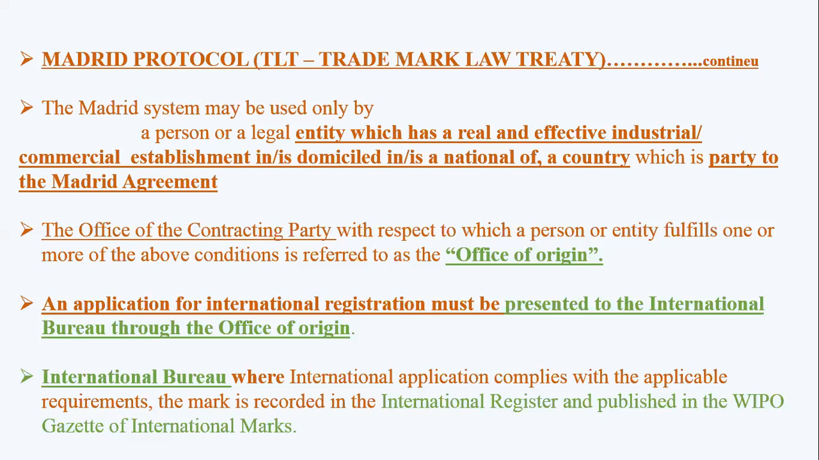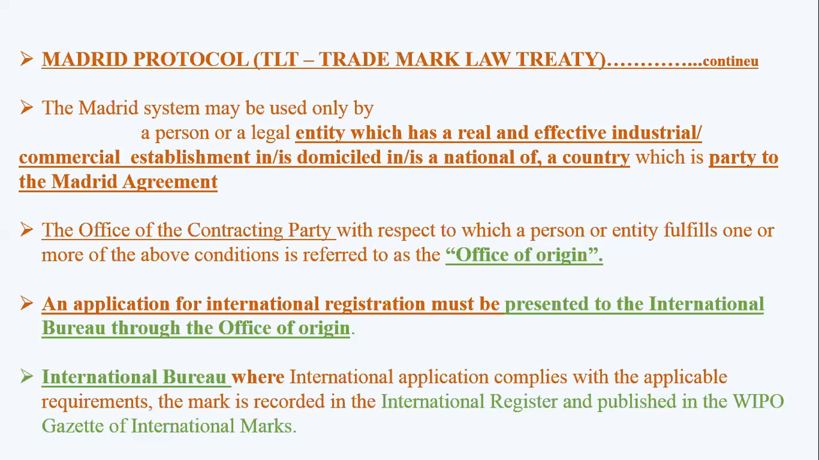For example, I have some product and I also have a trademark. I am looking to register this trademark internationally. In this particular case, India should be a member of the Madrid Protocol or Madrid Treaty. What it means is India should sign this treaty or agreement. Then only am I able to approach the World Intellectual Property Organization through the Office of Origin, which is located in India, and then only am I able to register my trademark. Otherwise, it is impossible. So the person or institution willing to register their trademark internationally, that country itself should be a member of the Madrid Protocol or Madrid Treaty.